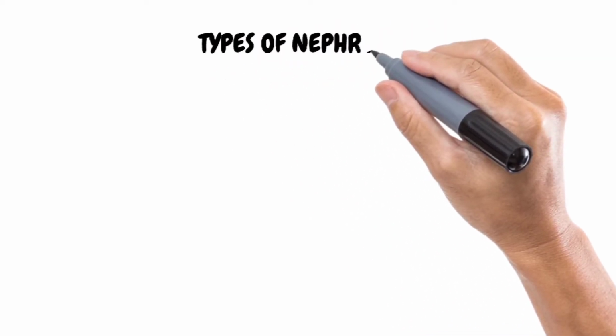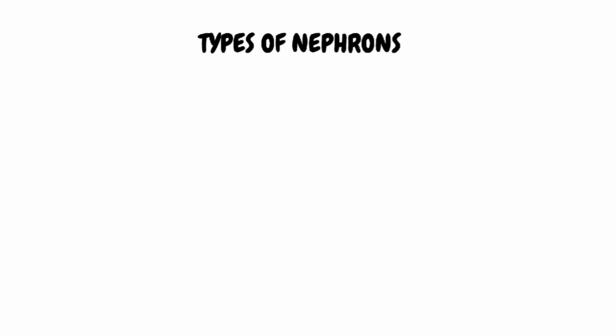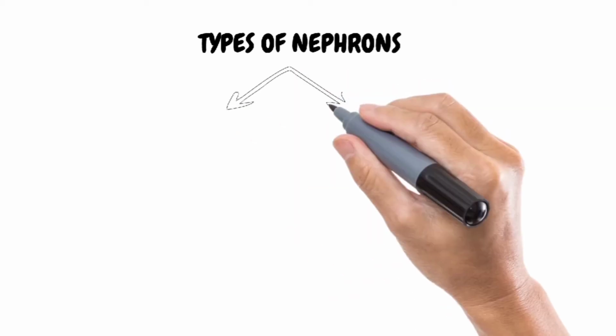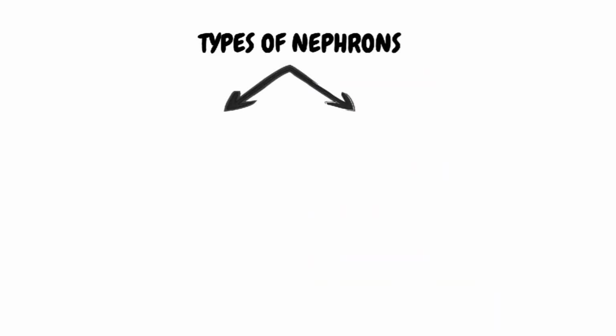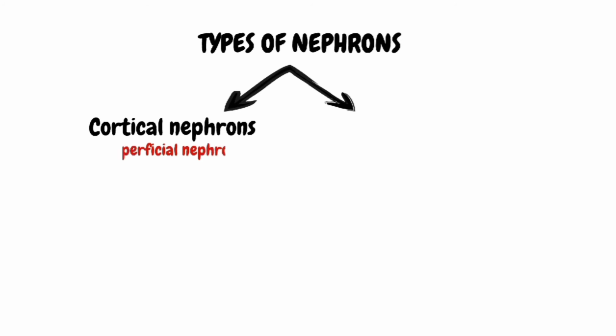Renal corpuscles are situated in the cortex of the kidney, either near the periphery or near the medulla. So based on the situation of renal corpuscles, the nephrons are classified into two types: the cortical nephrons or superficial nephrons and juxtamedullary nephrons.